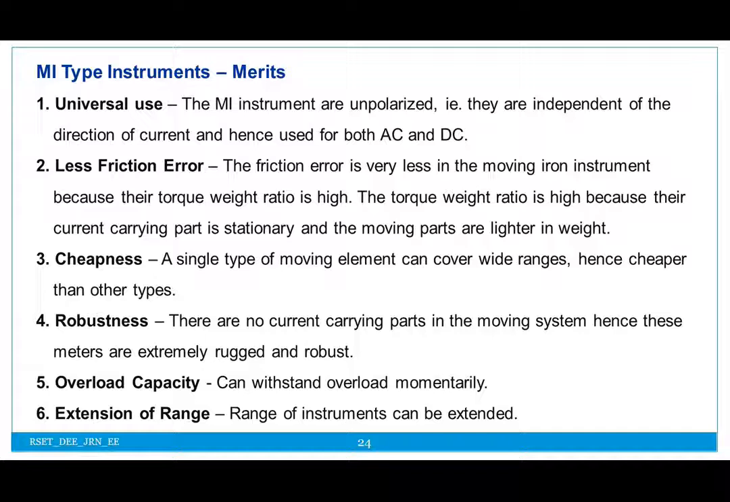Robustness: there are no current carrying parts in the moving system. Hence, these meters can be extremely rugged and robust. Overload capacity: they can withstand overload momentarily. Extension of range, which we'll be studying in the next lecture: the range of instruments can be extended.